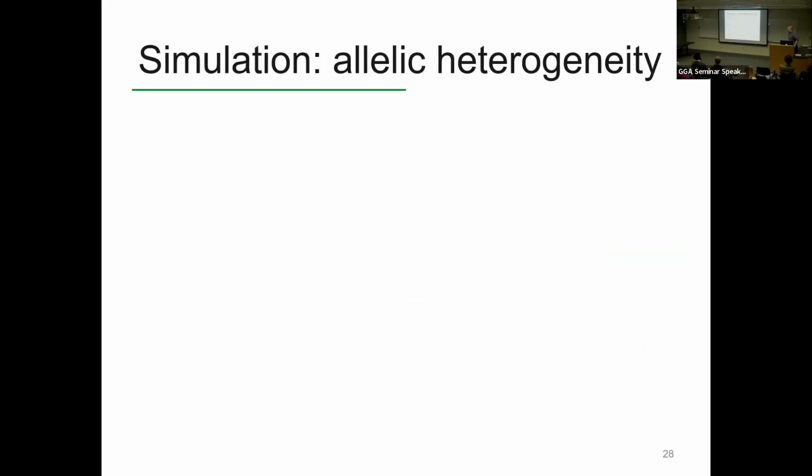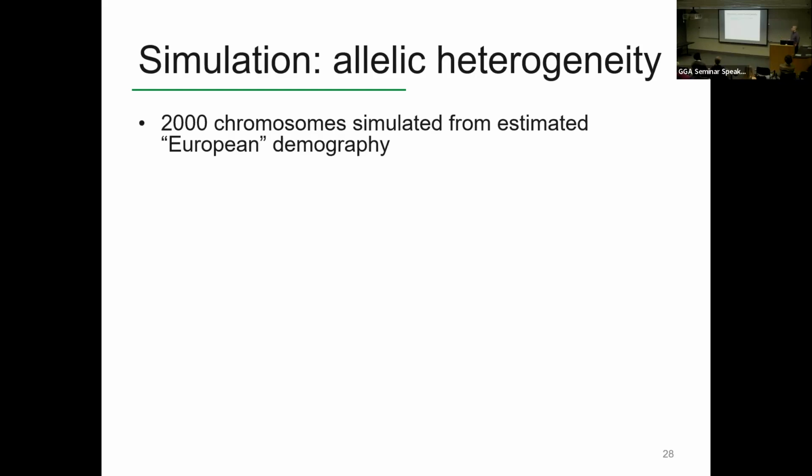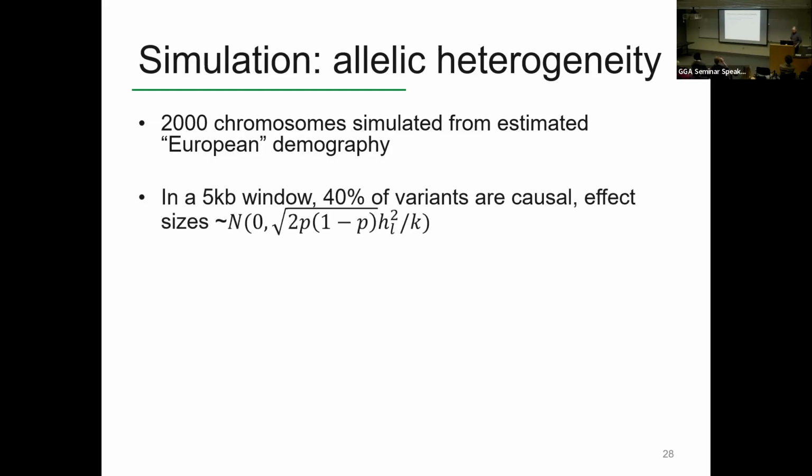So we're going to simulate some allelic heterogeneity in the following way. Vivian already simulated 2,000 chromosomes, with roughly a quote unquote European demography, roughly that level of diversity in humans. In a given 5 kb window in the 1 megabase region she's simulating, 40% of the variants in that window are causal for some phenotype. That ends up being like 2 to 4 SNPs in a window, so there's a little bit of allelic heterogeneity.